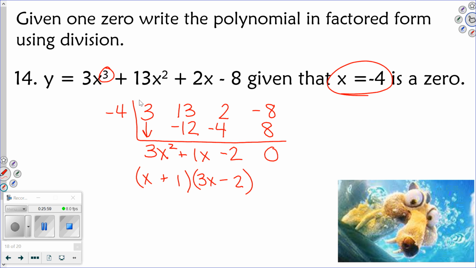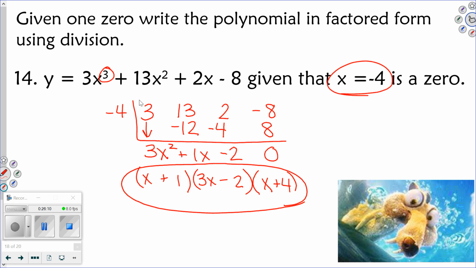That it? What else do I need? Very nice, Lydia. That's going to give me x plus 4. The answer was negative 4, but it came from x plus 4.